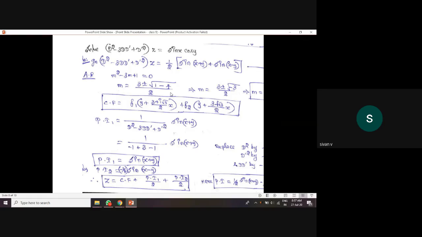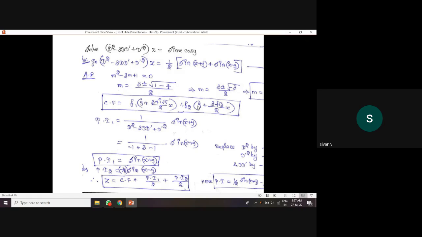This is a complex root. So using the formula minus b plus or minus root of b square minus 4ac by 2a, we can solve it. That is m equal to 3 plus or minus square root of 1 minus 4, by 2. So m equal to 3 plus or minus square root of minus 3, by 2. Within the square root, negative is there, so take the negative outside, it becomes i. So 3 plus or minus i root 3 by 2. 3 plus i root 3 is one root and the other is 3 minus i root 3. These are the two roots.